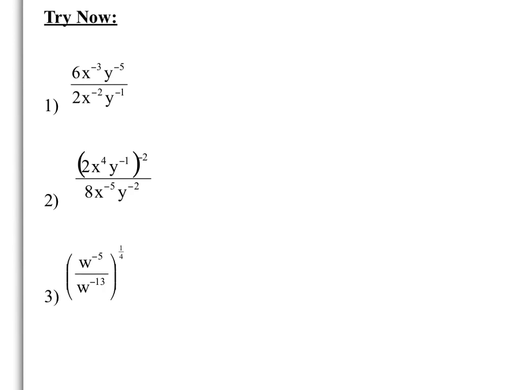So now I want you to try these 3 examples on your own and simplify them all away, and then bring them to class tomorrow.